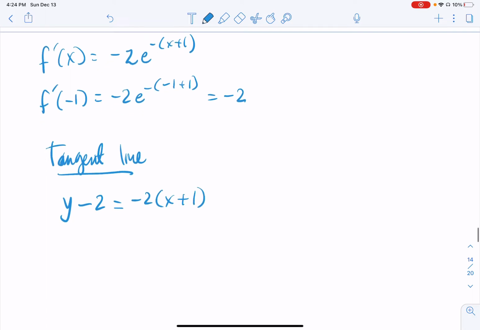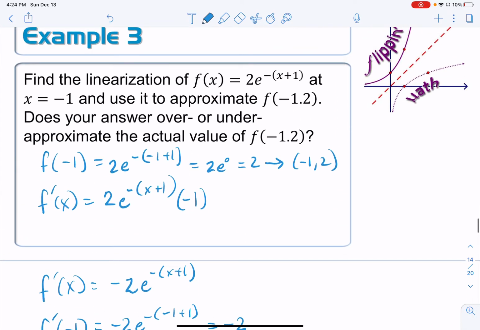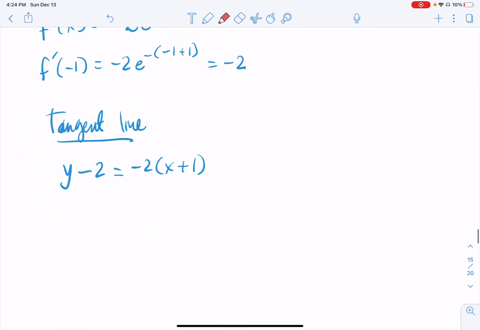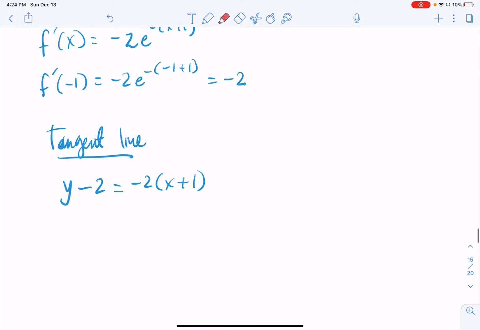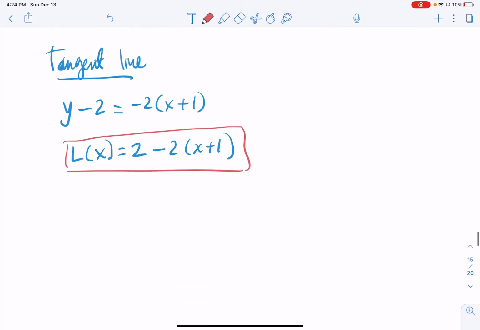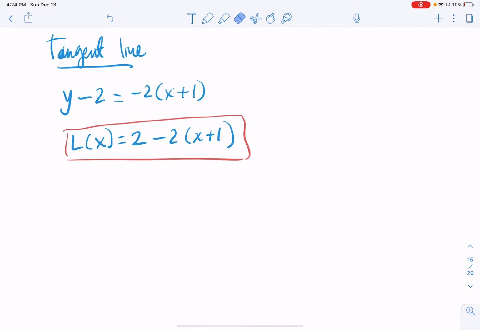Okay, so again, since we're finding a linearization of this, I do believe that's exactly what it says, so we're going to need this in, say, y equals form, so I'll have to add that 2 over, and I'll call this L of x is equal to, add the 2 over, minus 2 times x plus 1. There we go. There's our linearization of our function. In other words, switch back to your other crayon color.